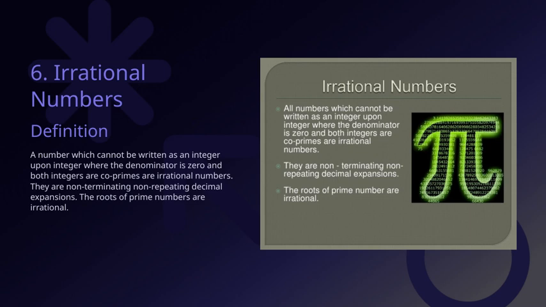A key point to remember is that the roots of prime numbers are always irrational. For example, the square root of 2 or 3 cannot be written as a fraction, and their decimal forms go on infinitely without repeating. Understanding these irrational numbers helps us see the full spectrum of real numbers, especially how some numbers can't be neatly expressed as fractions, yet they are still essential in mathematics. This concept ties into the broader theme of understanding the different types of numbers and their properties.